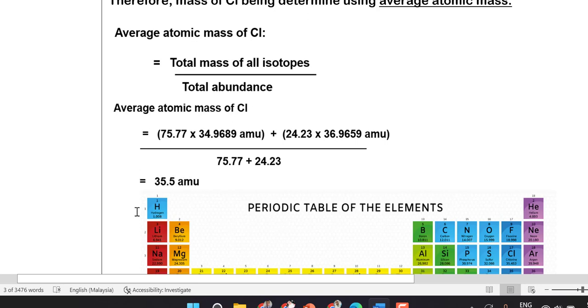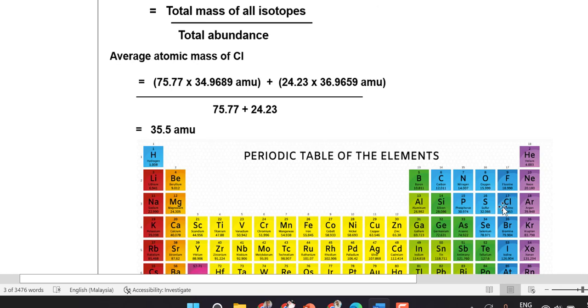So this value will be inserted in the periodic table. So dalam periodic table kita akan masukkan nilai yang average. So berapa berat klorin? 35.5 AMU. So we are going to use average atomic mass.